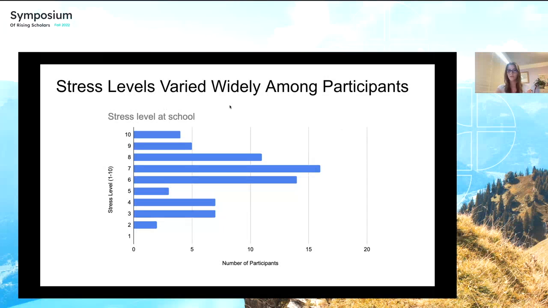Stress levels also varied widely among participants. This was another question from the survey. And what was concerning is over 70% of the participants chose a number above 5. And 5 was considered a decent amount of stress, not too overwhelmed with stress, but a decent amount.